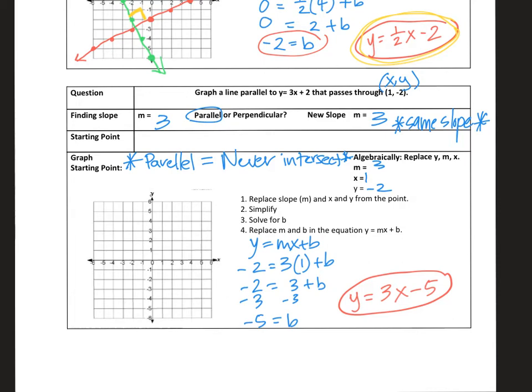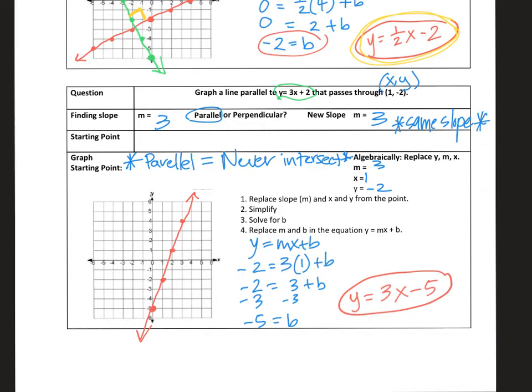So my y-intercept is -5. I'm going to go up 1, 2, 3 over 1, up 1, 2, 3 over 1, up 1, 2, 3 over 1. Okay, and now I can go ahead and connect these points and draw arrows at the end. It would be great for you to go ahead and look at the other line, which we're doing in green, to see that they're parallel, okay?